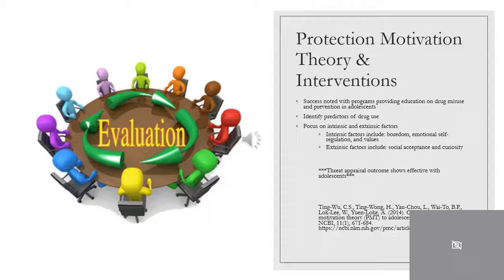that can include your social circle. So social acceptance and curiosity. Some people may be a little bit curious, but when they have that crowd around them that's encouraging the bad behavior, they're more likely to act on it as well. So the threat appraisal outcome shows effective with adolescents.